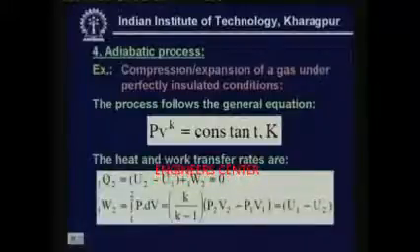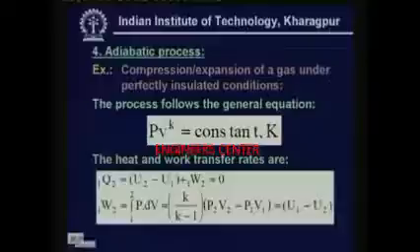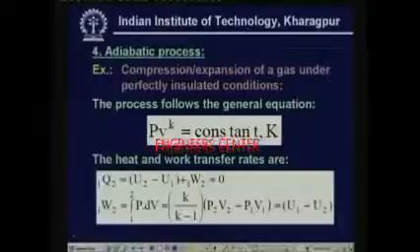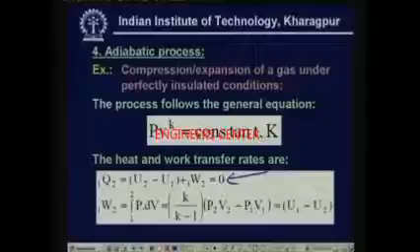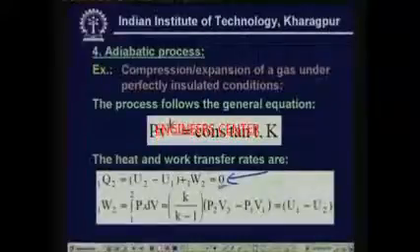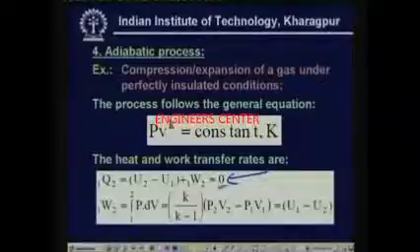For such a process, the heat and work transfer rates can be obtained again using the first law of thermodynamics for a non-flow situation. That is the general first law of thermodynamics equation. So 1Q2 is obviously 0 because it's an adiabatic process, so no heat is transferred to the system or from the system. So this is the first law of thermodynamics for an adiabatic process.